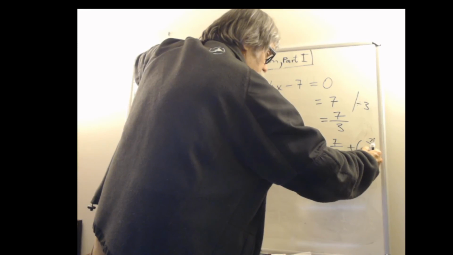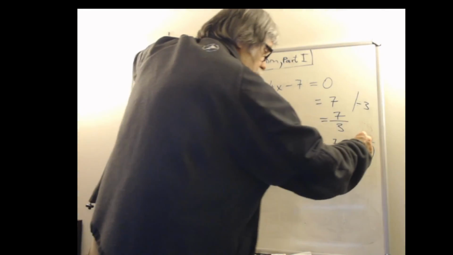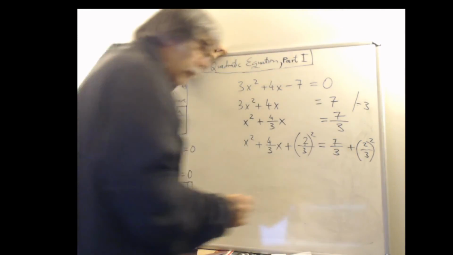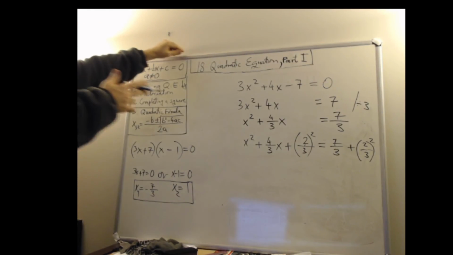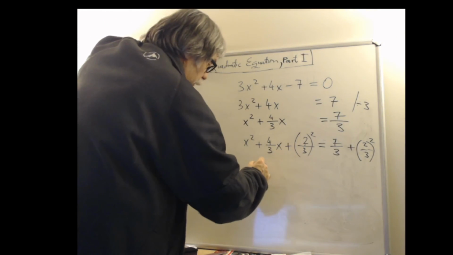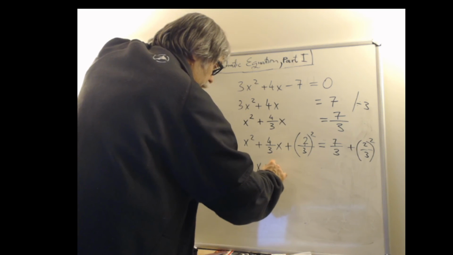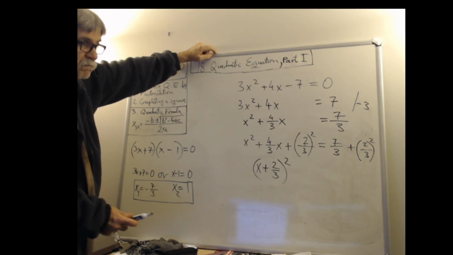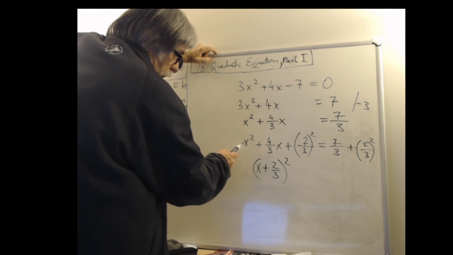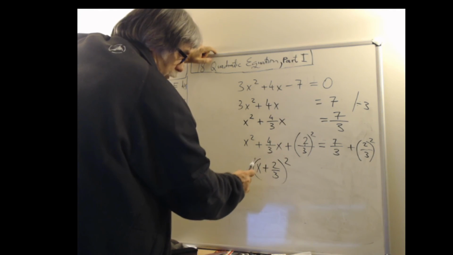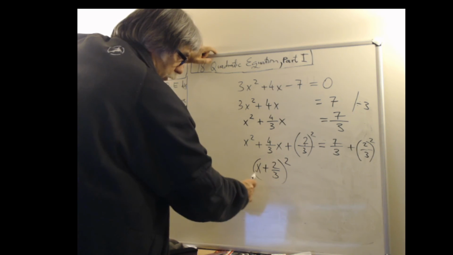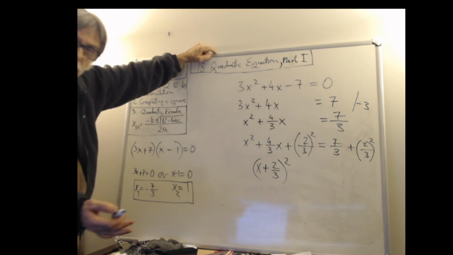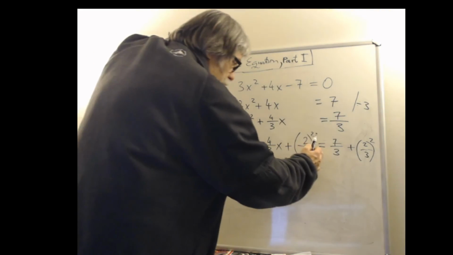So I'm still in the process of making a square. Or should I say, completing a square. Right? So now I know A, B, so I have x plus 2 thirds squared. And again, the square of this guy is right here. The square of this guy is right here. 2 times this is 4 thirds x, which is right here. This is a perfect square. I have completed a square here.